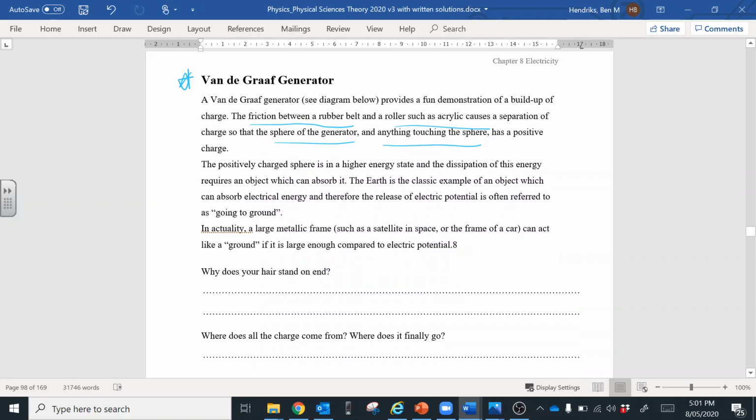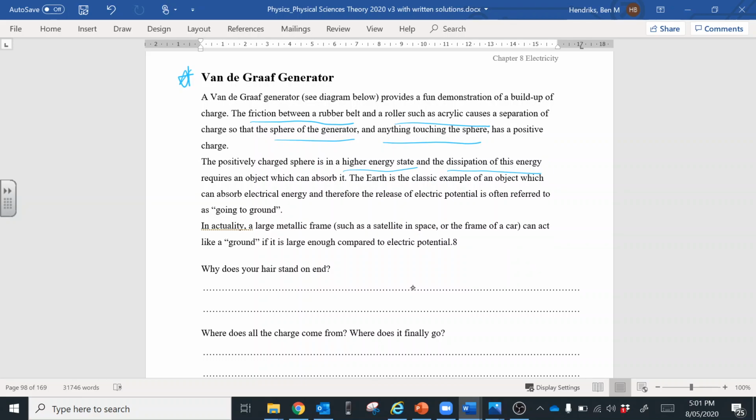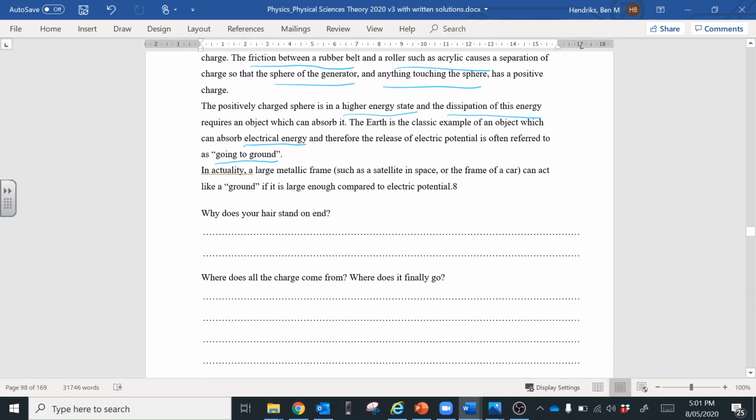The positively charged sphere is in a higher energy state, and the dissipation of this energy requires an object which can absorb it. The Earth is a classic example of an object which can absorb electrical energy, and therefore the release of the electric potential is often referred to as going to ground. So you might have heard that term before, going to ground, or a grounding wire.